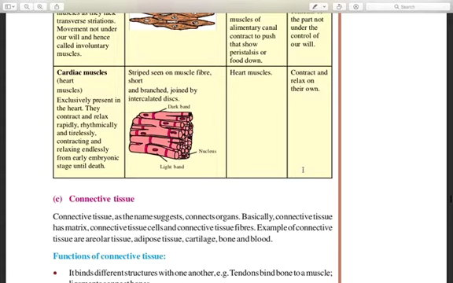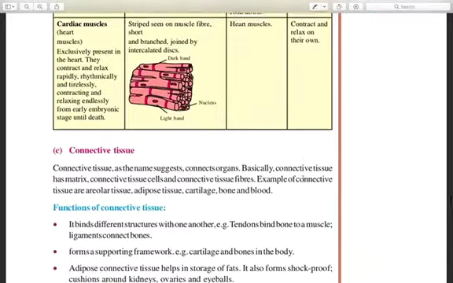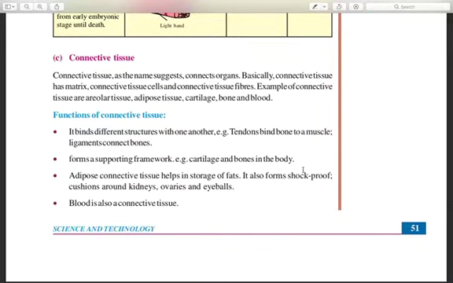When the heartbeat happens in our body, we don't do it. It's not like we can stop it or we can resume it. It happens without our own will. So that is the function. And the next one is connective tissue.